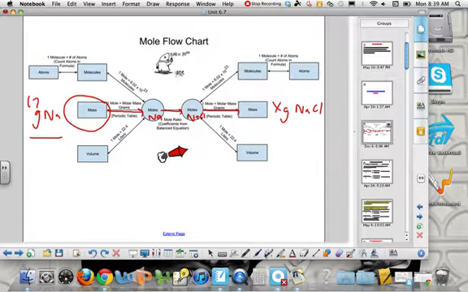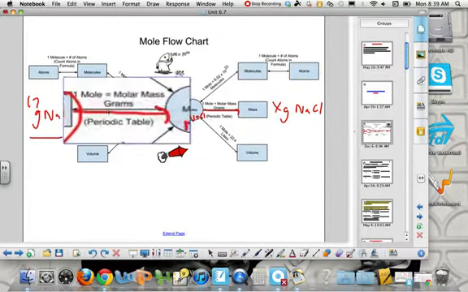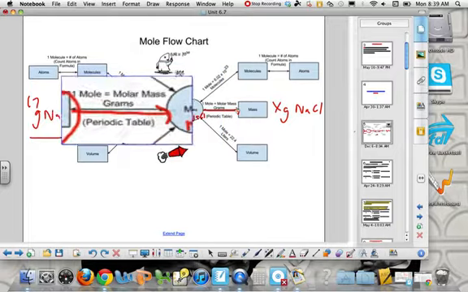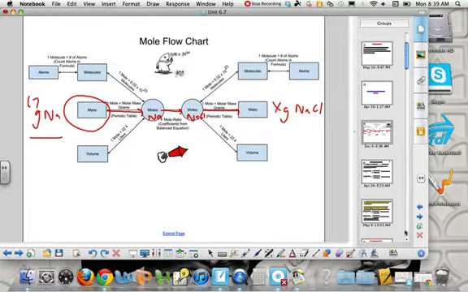Let's do this first conversion, and it says to do this, 1 mole is going to be equal to the molar mass from the periodic table. So I'm trying to change my grams of sodium to moles of sodium. Let's take a look at how.